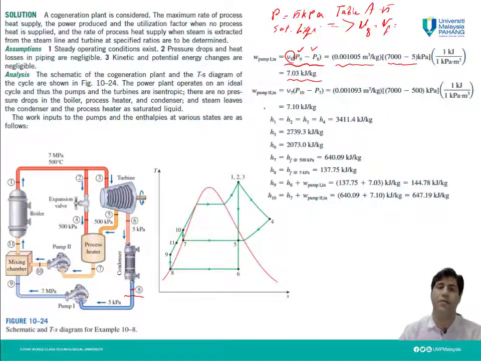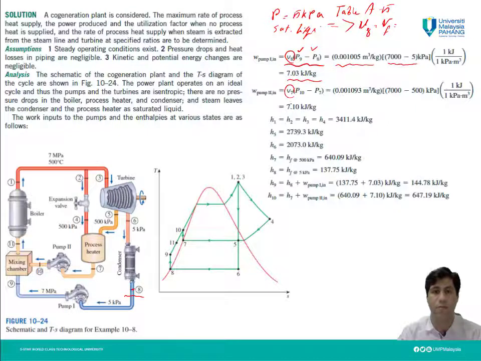So we have calculated W pump 1 in. With the same procedure, we can calculate W pump 2 in, or the work given to pump number 2: again the specific volume of the working fluid at the pump, V7, times the pressure difference after and before the pump. After the pump, the pressure again is 7 megapascal, before the pump is 500 kilopascal. So we have P10 and P7.